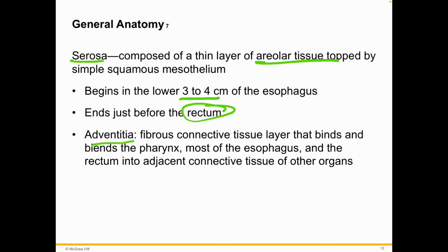Adventitia is a fibrous connective tissue layer that binds and blends the pharynx and most of the esophagus and the rectum to the adjacent connective tissue of all of the other organs. So it's what's really holding everything in place.